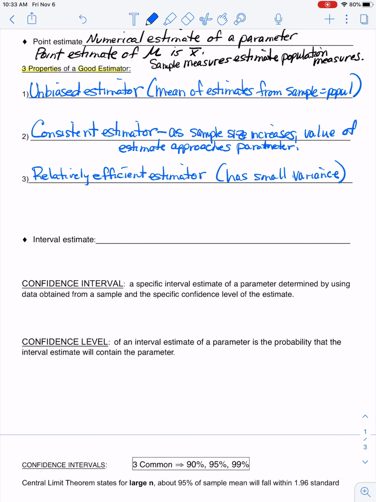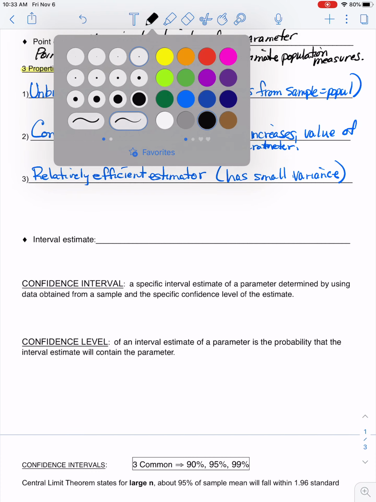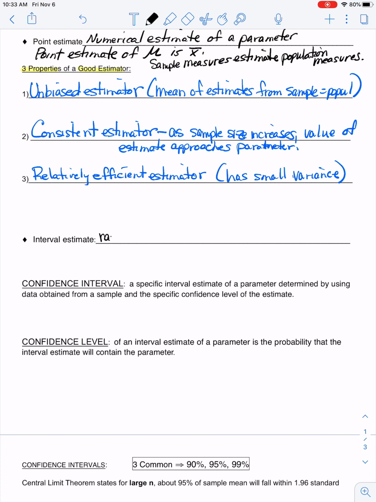Next we have what we call an interval estimate. An interval estimate is going to be a range of values used to estimate the parameter. So it's a range where you think that your, let's say, population mean is going to fall. Between two values, where is it going to live?